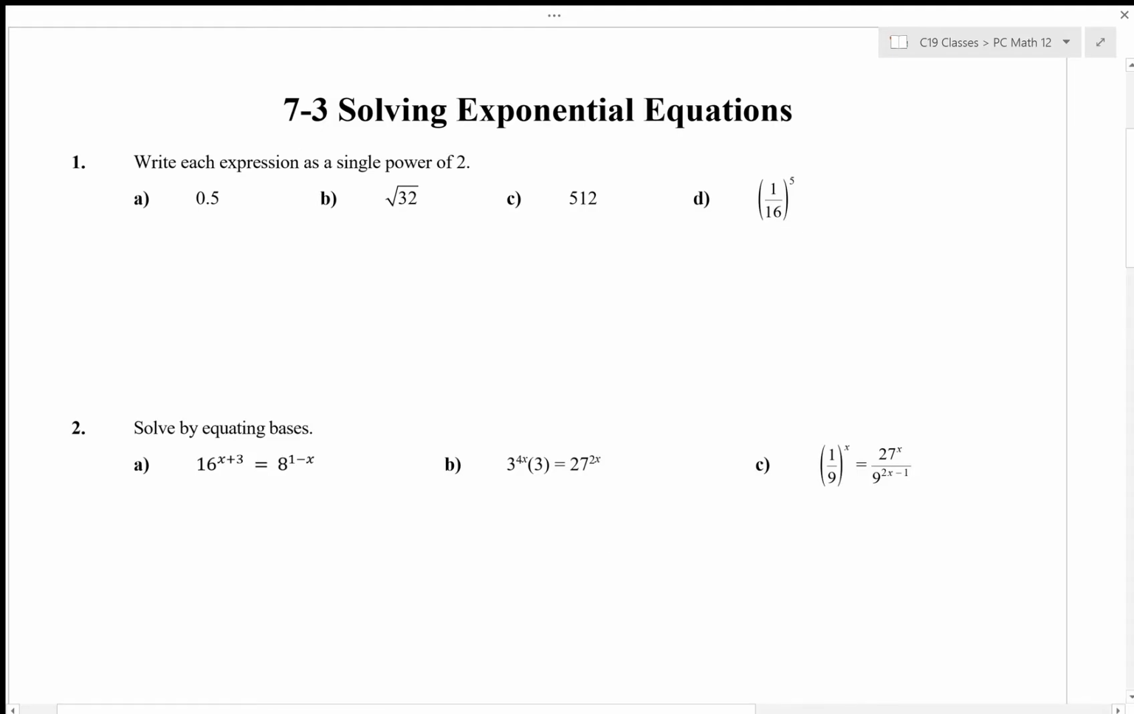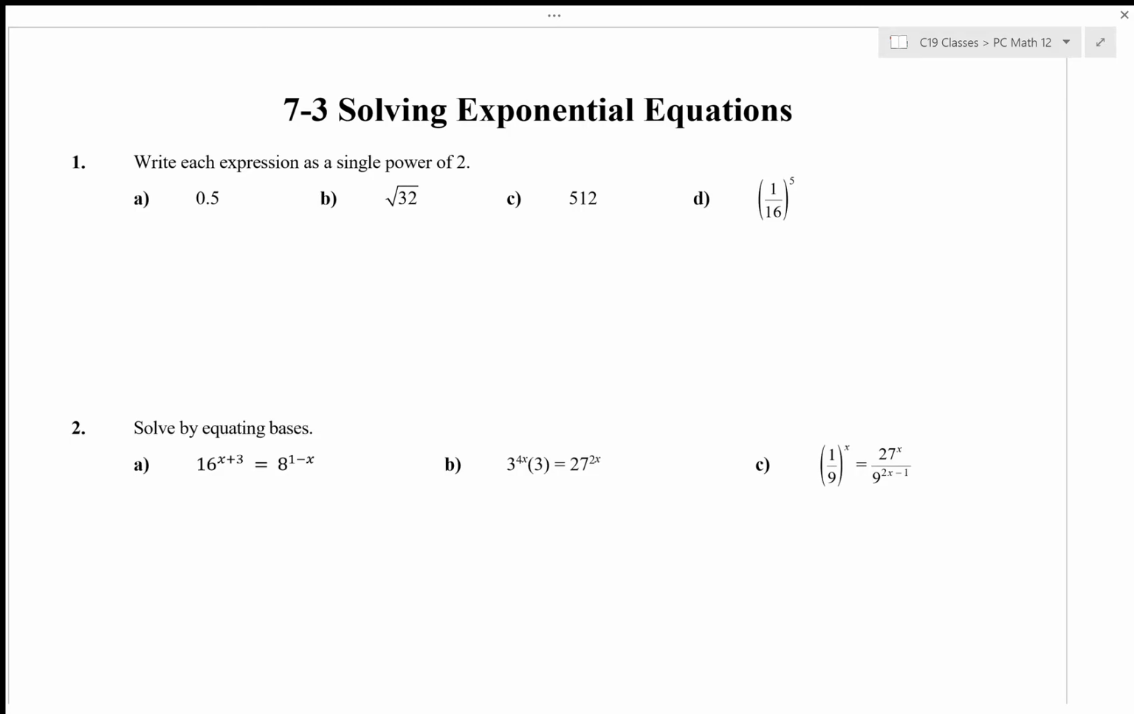Good morning. Today's our last lesson in Chapter 7. This is 7-3, solving exponential equations. So the solving of exponential equations potentially uses logarithms, but in this chapter we just try and do it without. So you'll see how we can work around this thing.